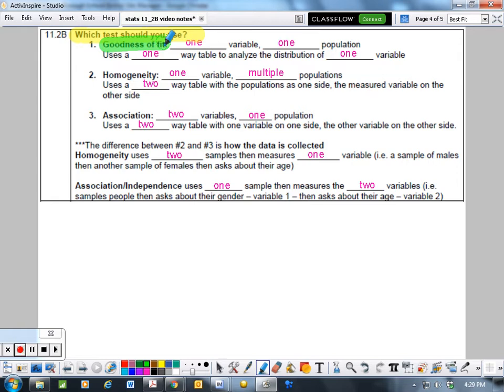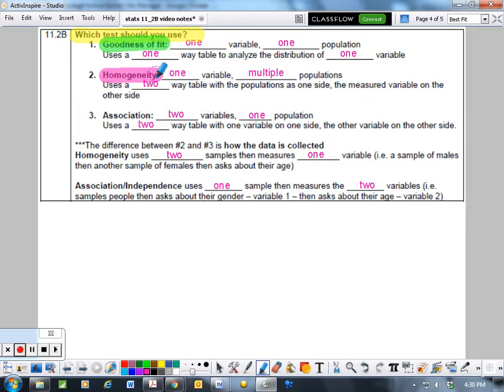Now, for homogeneity, we're going to have one variable, multiple populations. So now I'm going to ask all females what their favorite color is. I'm going to ask all males what their favorite color is. Or I'm going to take a sample of kids in Texas, what's your favorite color? And a sample of kids in Alaska, what's your favorite color? And I'm going to look to see if there's differences between those groups.